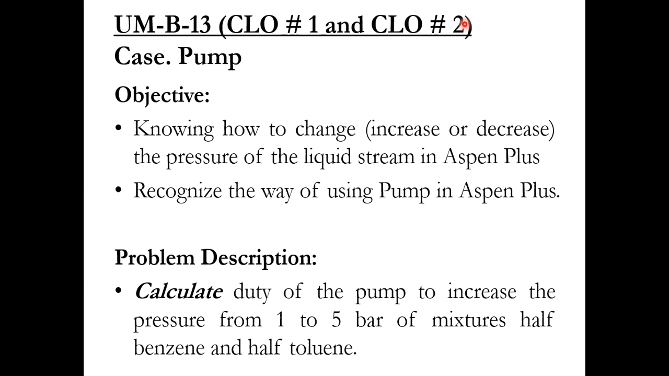There are two objectives of doing this simulation: knowing how to increase or decrease the pressure of a liquid stream in Aspen Plus, and recognizing the way of using pump in Aspen Plus. So the problem description is to calculate the duty of the pump which is required to increase the pressure of a mixture from 1 bar to 5 bar. In this case, we have been given a benzene toluene mixture at a pressure of 1 bar, and we have to increase its pressure to 5 bar.